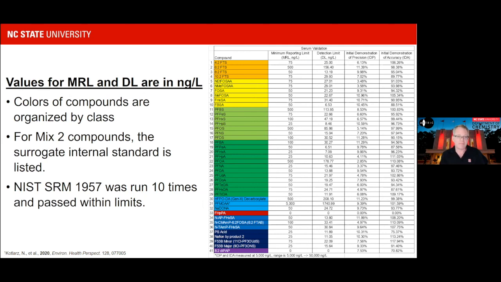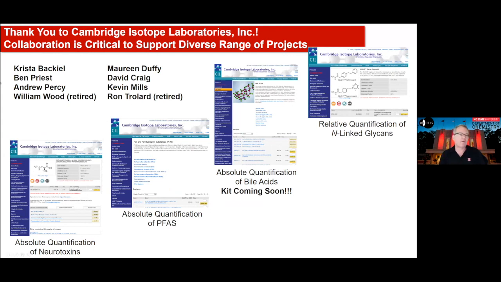So this was really empowered by the collaboration with CIL and making all these mixes in relatively a short period of time. So I have to thank all the folks there at CIL, including people that have retired, William Wood and Ron Trollard. I mentioned today the neurotoxins that we're working on, the quantification of PFAS, but also we're working with CIL on an absolute quantification of bile acids, as Andrew talked about earlier. There'll be a kit coming soon, and we've actually just recently re-updated the chemistry and the protocols for doing relative quantification of N-link glycans. And so that's also available from CIL. So again, thank you for the invite today, and I'd be happy to answer any questions if there's time.